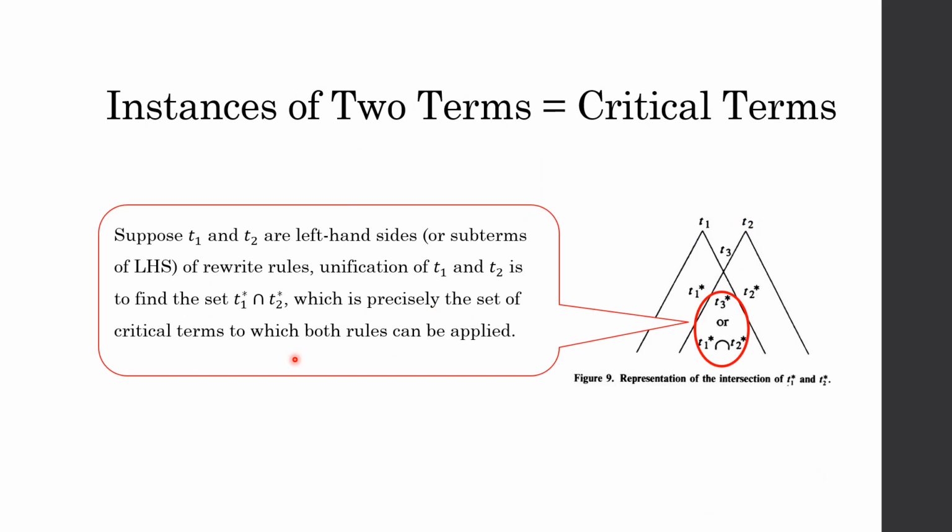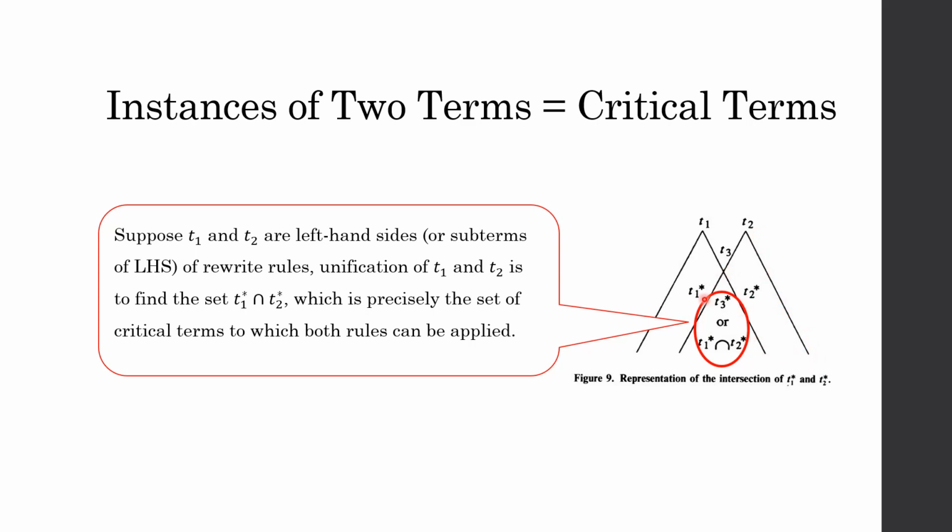Instances of two terms are actually the critical terms. Suppose that T1 and T2 over here are the left-hand sides or subterms of the left-hand sides of the rewrite rules. Unification of T1 and T2 is precisely to find the critical terms, which are defined over here. This is the representation of all instances of T1, and this represents all instances of T2.